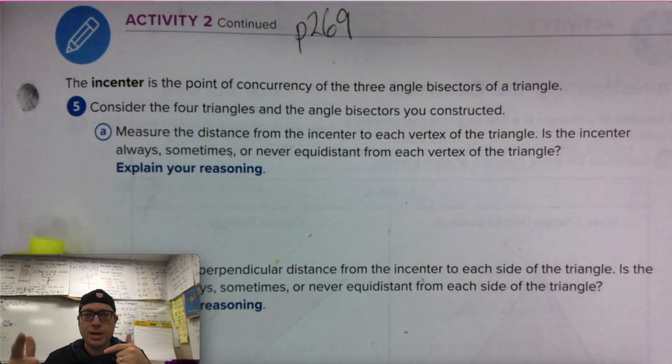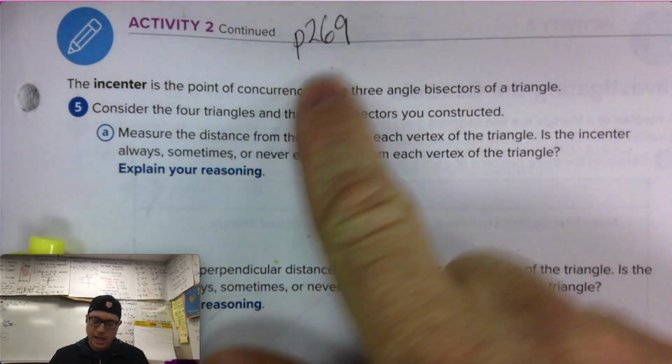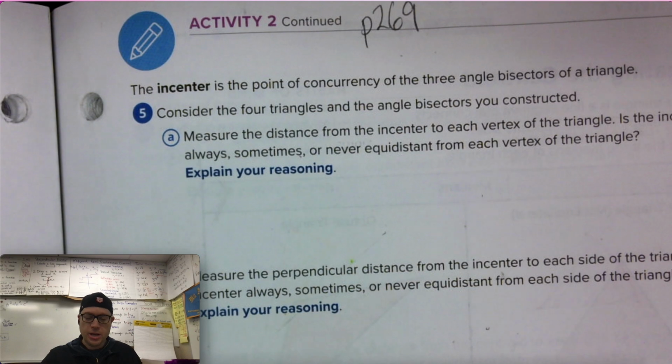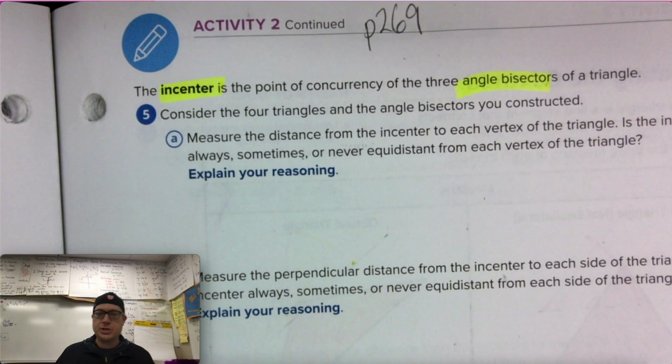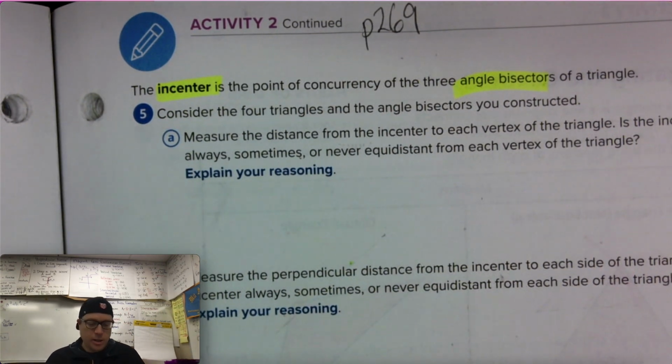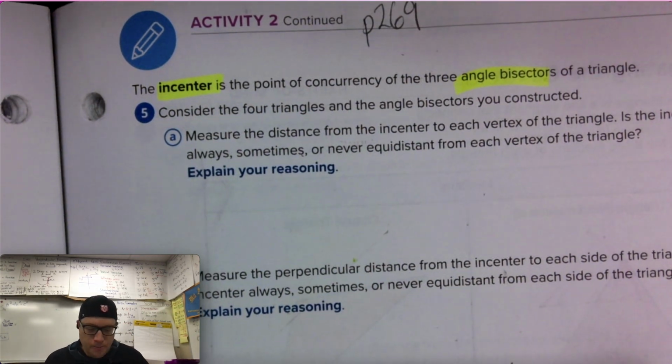Continuation of activity 2, page 269. In the previous video, we did all of the constructions for the incenters of these different triangles. We're going to continue our conversation in this video on how the incenter, being created from the angle bisectors, gives us some specific information.